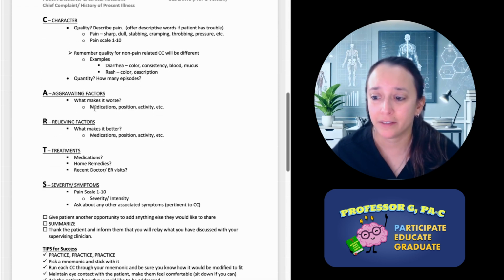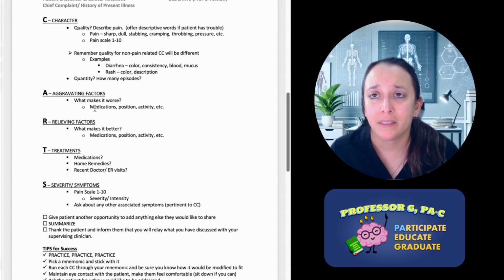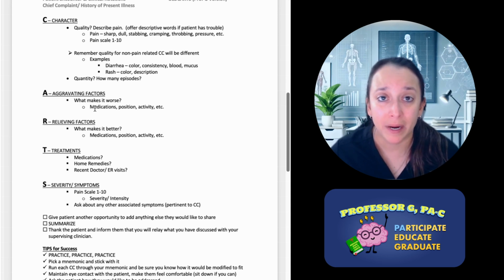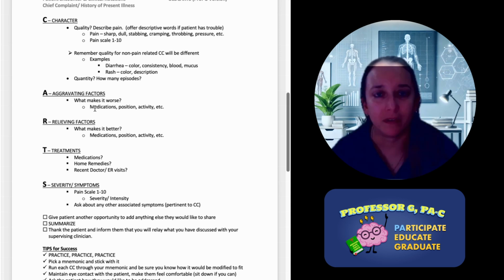Let's move on to character. Character is different for every chief complaint. Now, in my opinion, pain related chief complaints are the easiest to assess because everybody understands pain. It's a little less subjective than something like diarrhea or a cough or fever. It's like, how do you characterize that? It's very difficult. It's more difficult to characterize a fever than it is to characterize chest pain.